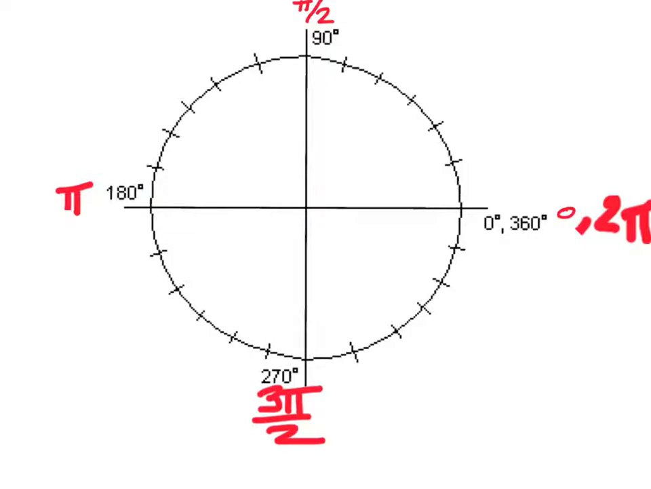So this half circle is divided into how many pieces? We have 1, 2, 3, 4, 5, 6, 7, 8, 9, 10, 11, 12. How many pieces is the half circle divided into? 12. Therefore, if we start out over here at this marking, this would be pi over 12.